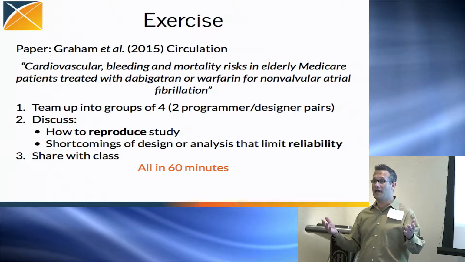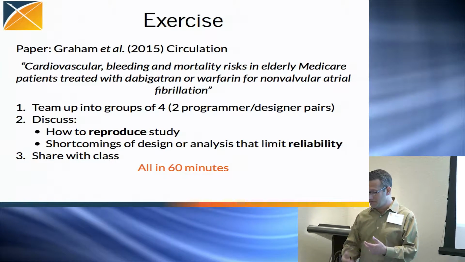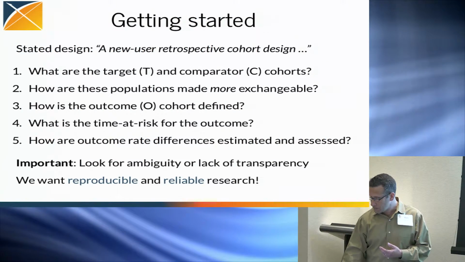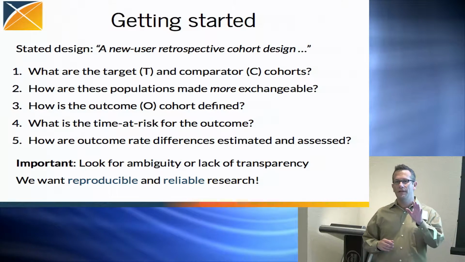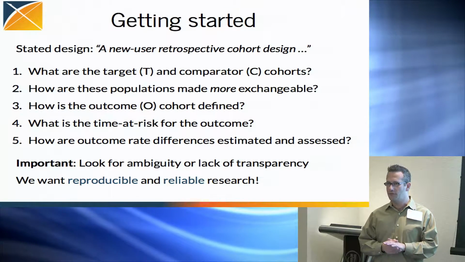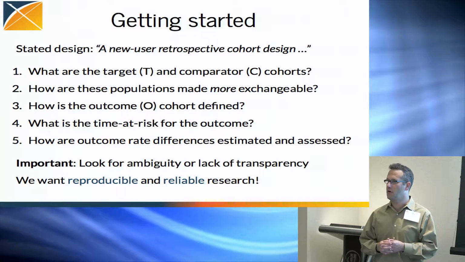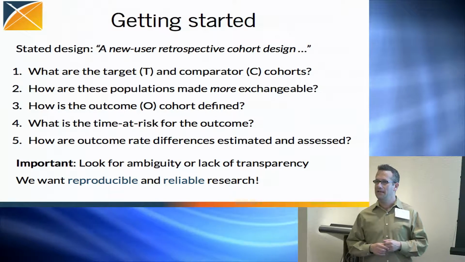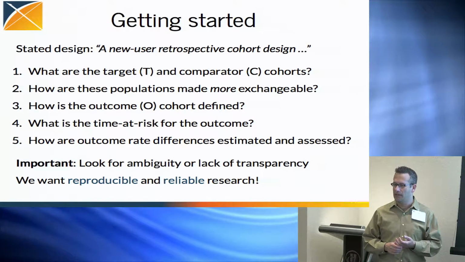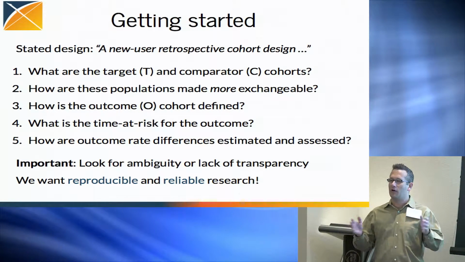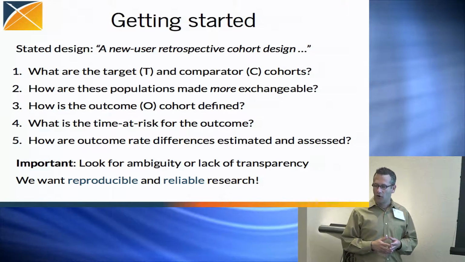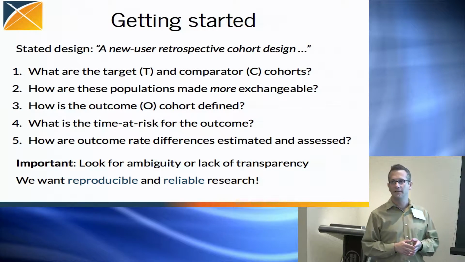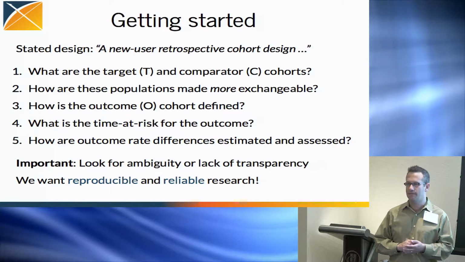So this is a large task. You have 30 minutes of discussion, 30 minutes of group time, but I think we can do it. So let me get you started with really the list of questions that you should focus on in your discussion over reproducing the study and asking about its reliability. Within the framework of the cohort method, really we want to lay out what are the target and comparator cohorts that Graham chooses to use.